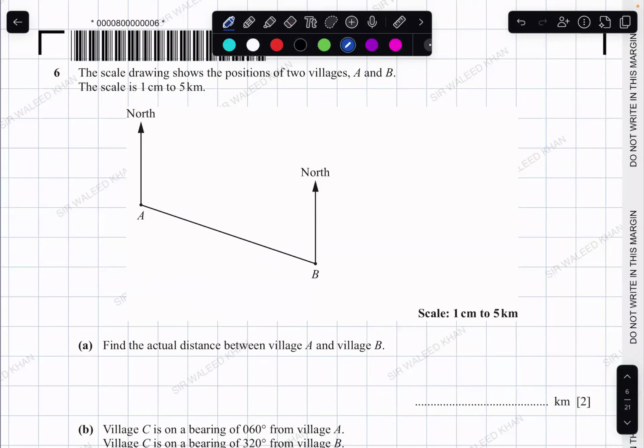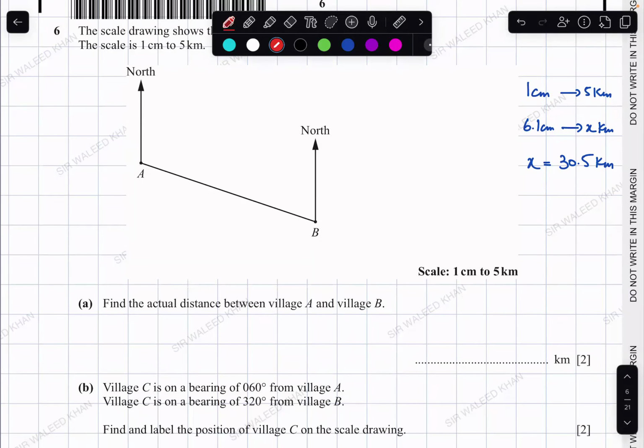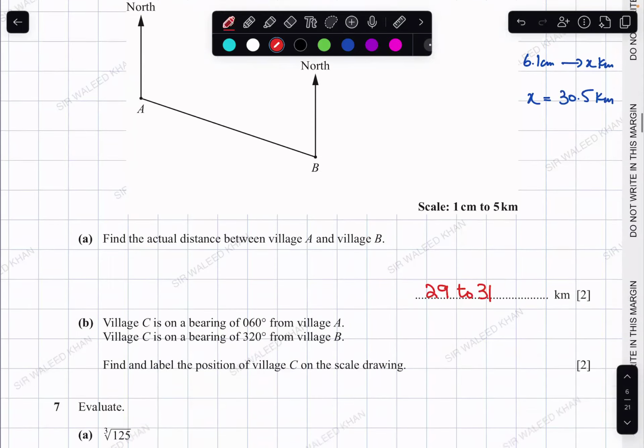So 1 centimeter to 5 kilometers. And 6.1 centimeters will be how many kilometers? So you can obviously use proportions for this. 6.1 times 5, that will be 30.5. So in actual, this is representing 30.5. The range given to you over here is 29 to 31. Okay.